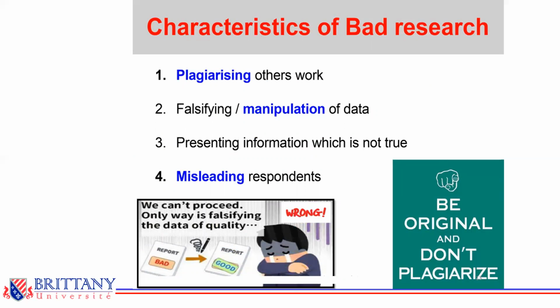This is number one. Falsifying or manipulation of data, right? You are providing wrong information or manipulated information. This is number 2. Number 3, presenting information which is not true, right? This is a very, very serious academic offense, and misleading respondents. So the people who are helping you answer your surveys, you cannot put them in a misleading manner, right?